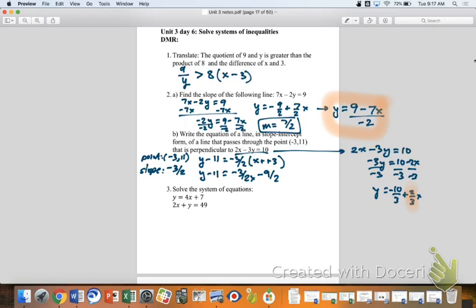And then I add that 11 over. I've got to get a common denominator and add. Let's just check your answer here. So it'd be y equals negative 3 halves x plus 13 halves for your final slope-intercept form.